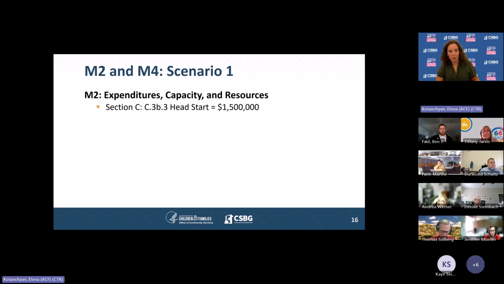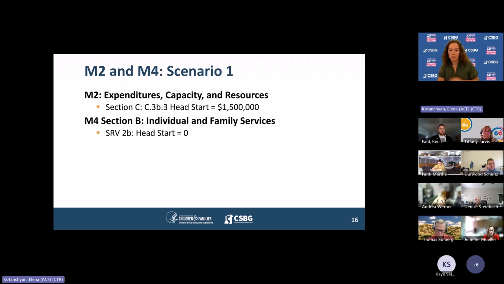So let's say scenario number 1, we have module 2, agency is reporting Head Start. And I did put the technical numbering convention here. That's what it is in the annual report, but I just want to keep it more simple, right? The agency is reporting Head Start, and they're reporting 1.5 million. Okay, that's allocation of resources. Then when we move to section B, service 2B, that is Head Start, the agency is not reporting any individuals there, right? So that is already a bit of a question because, well, the agency reported that there were resources allocated, but there are no services.